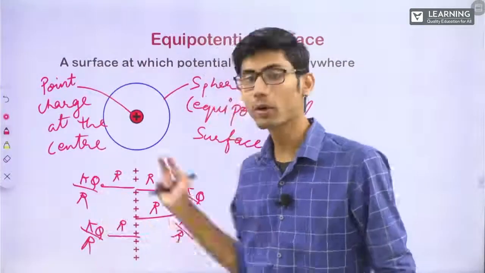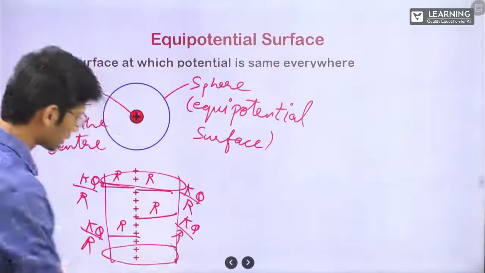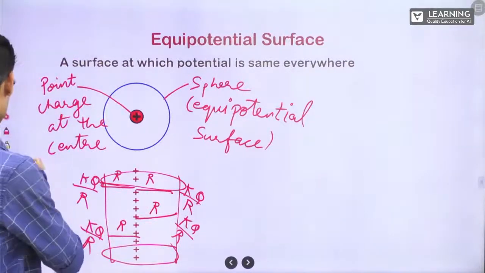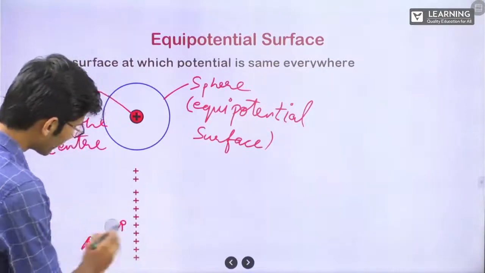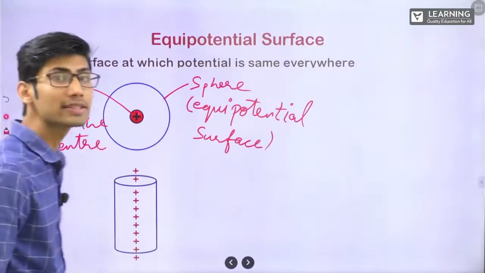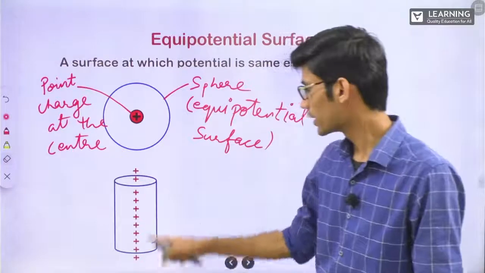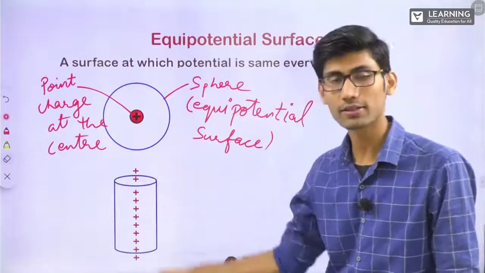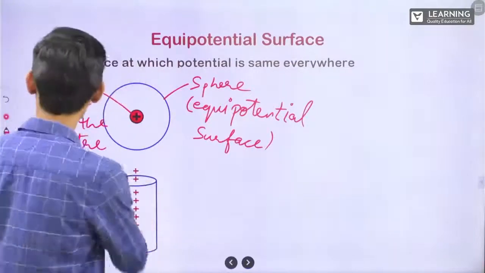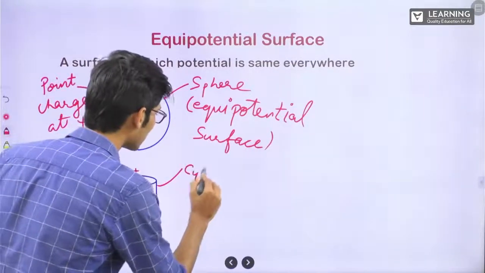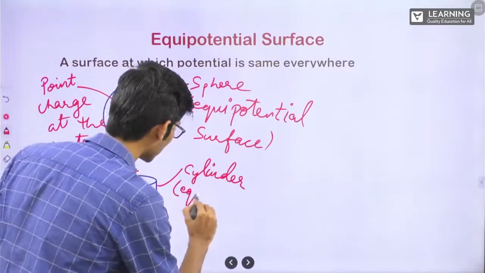If you join all these points, it will form a cylinder. So for a line charge, the equipotential surface will be a cylinder where this line charge will be on the axis of the cylinder. Again, this is the equipotential surface. Clear? It's a cylinder. The equipotential surface for the line charge.